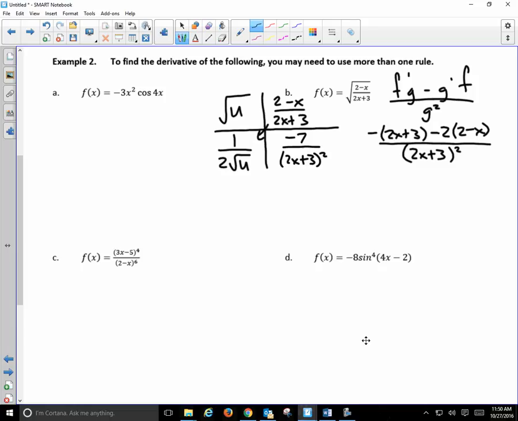Now I have to multiply those 2 together, don't I? Now, I'm going to write this as 1 over 2 square root of 2 minus x over 2x plus 3.